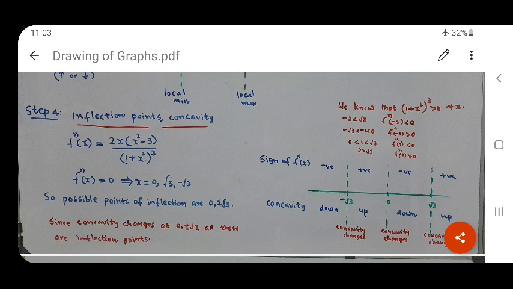So let us see the change of sign of f double dash. We split the entire real axis into 4 intervals: minus infinity to minus root 3, minus root 3 to 0, 0 to root 3 and root 3 to infinity. Note that it is concave down in the first interval, up in minus root 3 to 0, down in 0 to root 3 and up in root 3 to infinity. So it changes concavity at all these 3 points, and hence all the 3 points 0 and plus or minus root 3 are points of inflection.